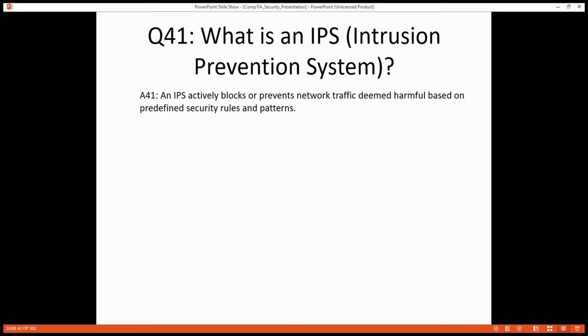Q41. What is an IPS, intrusion prevention system? A41. An IPS actively blocks or prevents network traffic deemed harmful based on predefined security rules and patterns.